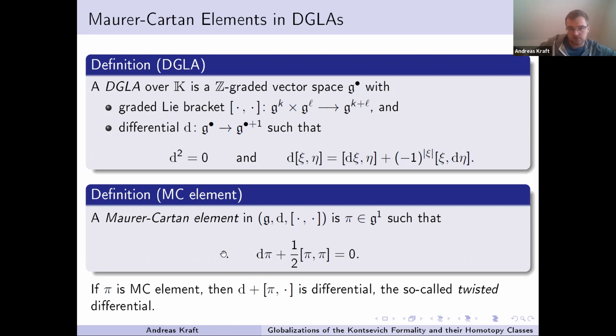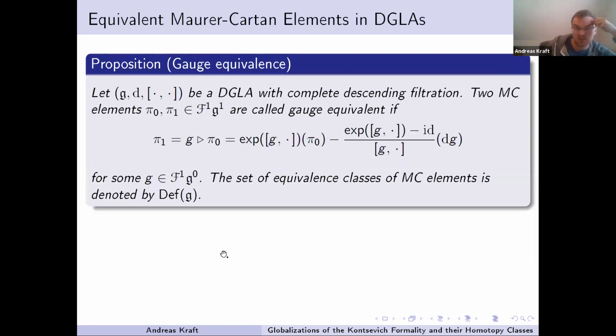Okay, so now a notion of equivalences between Maurer-Cartan elements. Taking two of them, we call them gauge equivalent if they are related by this expression here, where g is an element of degree 0. Since we have some infinite series here, we will always assume that we have a complete descending filtration and that the pi's and the g's are in the first order of the filtration, and then this is well defined by the completeness. The explicit formula is not really important. It's just that if pi is a Maurer-Cartan element, then this one is again a Maurer-Cartan element. And the set of equivalence classes is denoted by Def, for deformations.